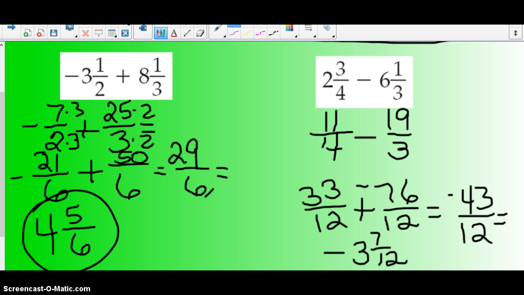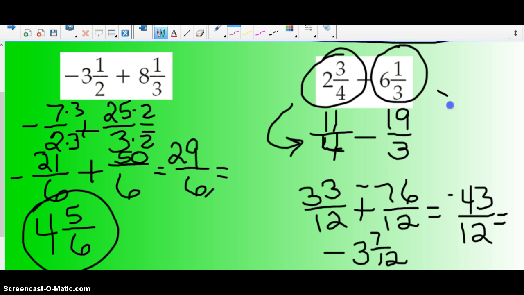Okay, hopefully you followed through and stopped the video and paused that to come up with the same answer that I did. 2 3/4 was changed into 11/4. 6 1/3, we changed that into 19/3. Noticing that 3 and 4 are not the same denominator, we change that into 12ths. 12 is the least common denominator. So as we take this 4 times 3 to get to 12, we also had to do 11 times 3, which is 33. 3 times 4 is 12, and then 19 times 4 is 76. So a little bit of work there.